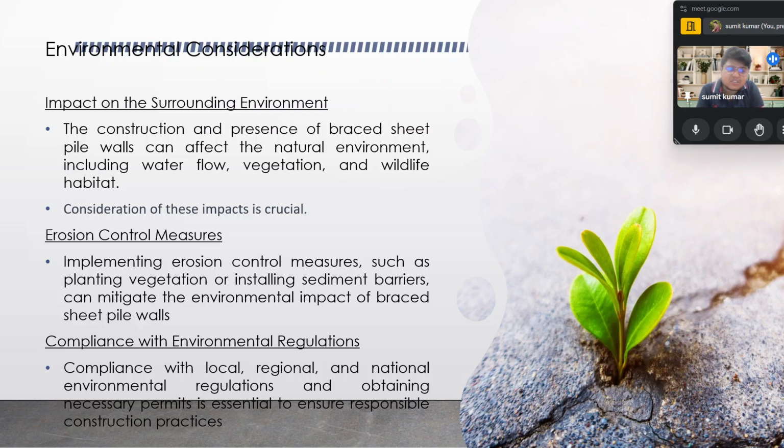As we talk about the erosion control measures, the implementation of erosion control measures such as planting vegetation or installing sediment barriers can mitigate the environmental impact of the sheet pile walls. And compliance with the local and regional environmental regulations, and often the necessary permits, is essential to ensure responsible construction practices.